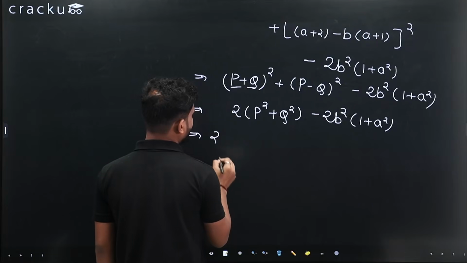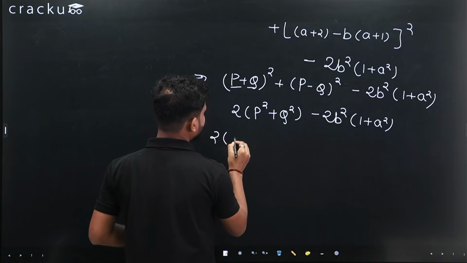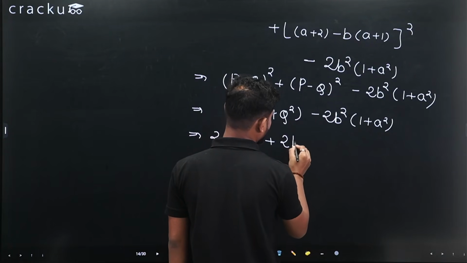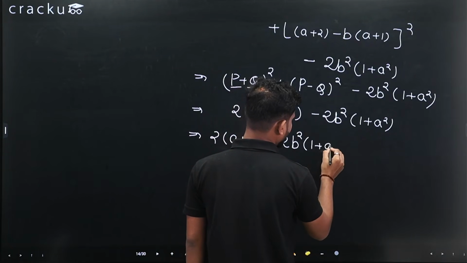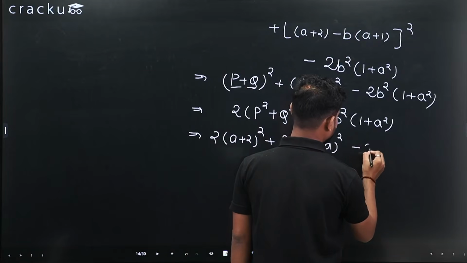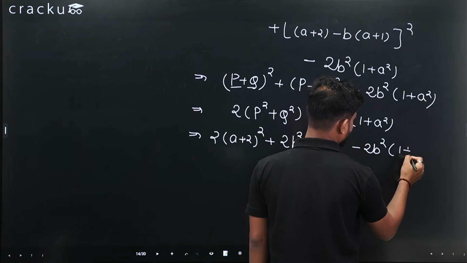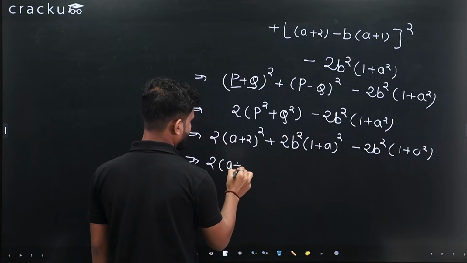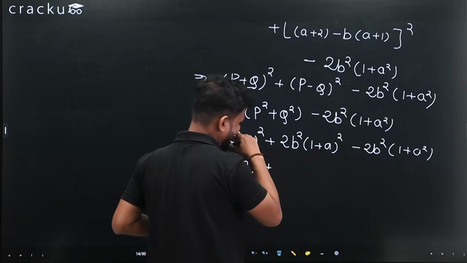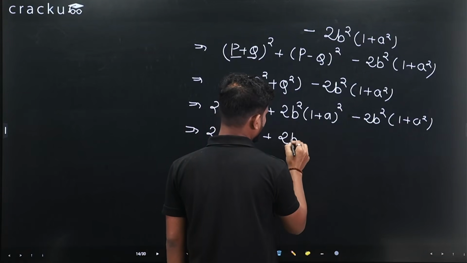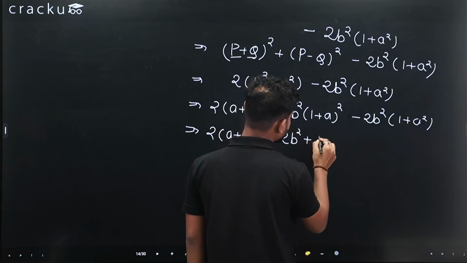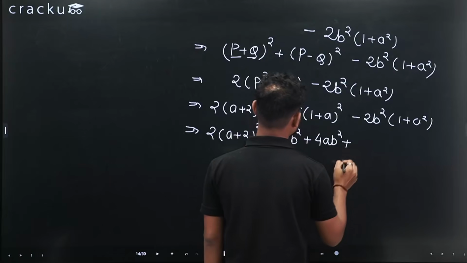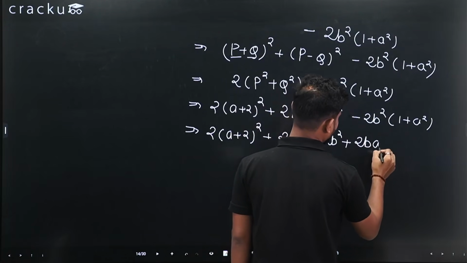From here let us put the value of P and Q. So P square is nothing but (A plus 2) whole square, plus 2 into B square into (1 plus A) whole square, and this is minus 2B square into (1 plus A square), right? This is what? This is 2 into (A plus 2) whole square. Let us expand this one. This will be 2B square plus 4AB square plus 2B A square.